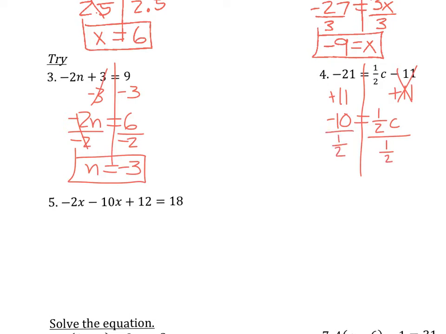Okay, you can do this one of two ways. If you want to do it mentally, remember dividing by a fraction is the same as multiplying by its reciprocal, so I can multiply by 2. You could also very simply just do this on your calculator. So if you do negative 10 divided by 1/2, or you could always use 0.5, the decimal version, negative 10 divided by 0.5 is negative 20 equals c.